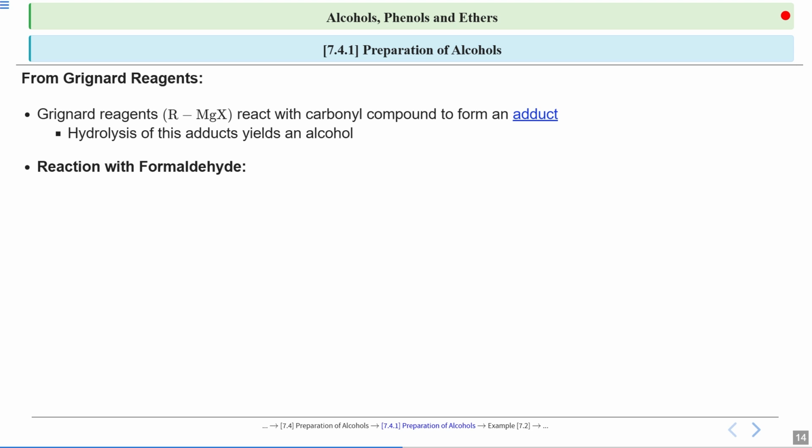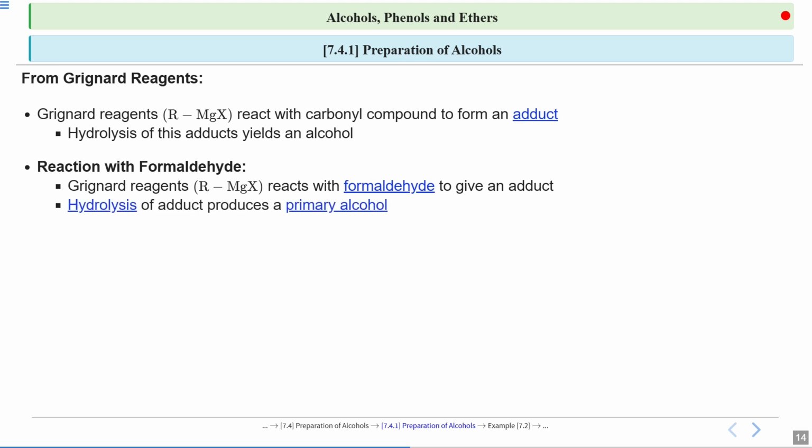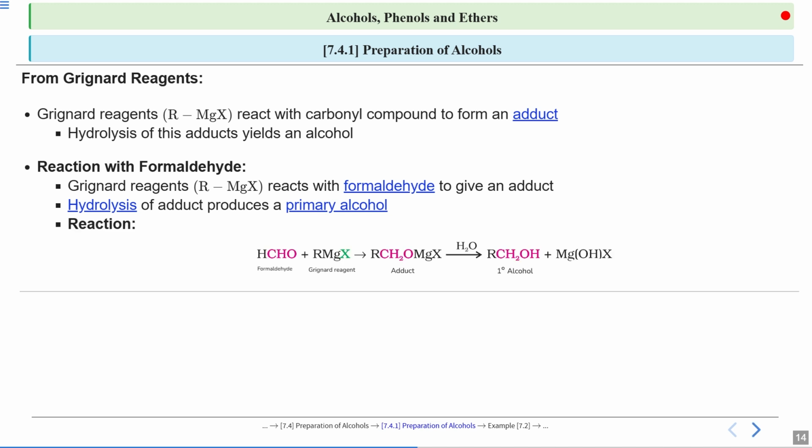So let's take the example of reaction with formaldehyde, the simplest aldehyde. Grignard reagent RMgX reacts with formaldehyde to give an adduct. The hydrolysis of that adduct will produce a primary alcohol. If you see the example of the reaction given, we have formaldehyde HCHO reacted with RMgX. What will happen? You will get an adduct. So this RCH2OMgX will be the adduct.